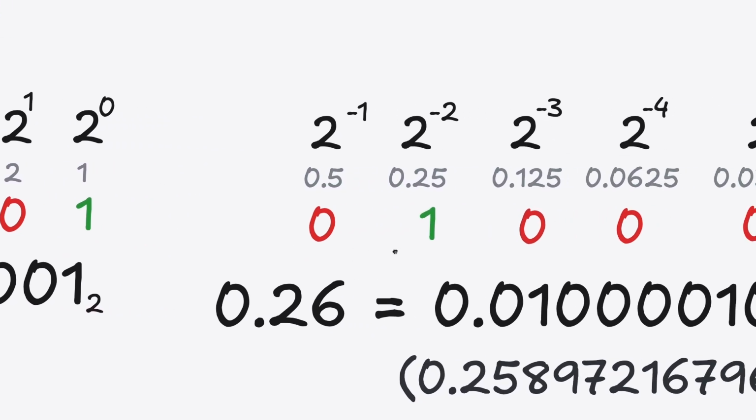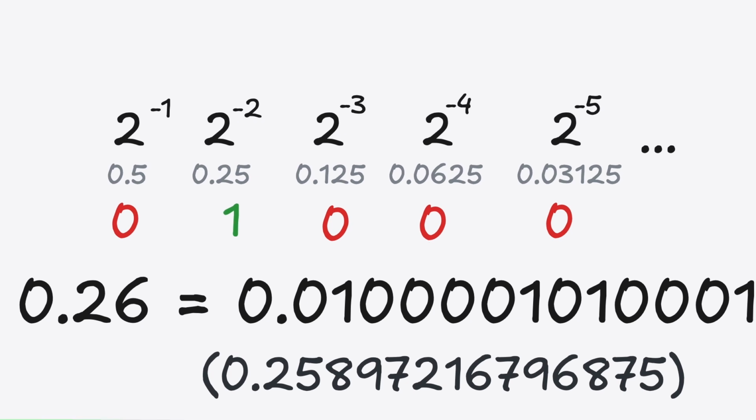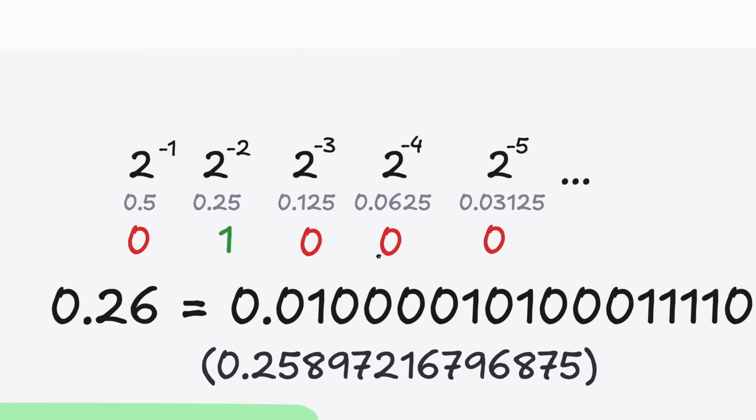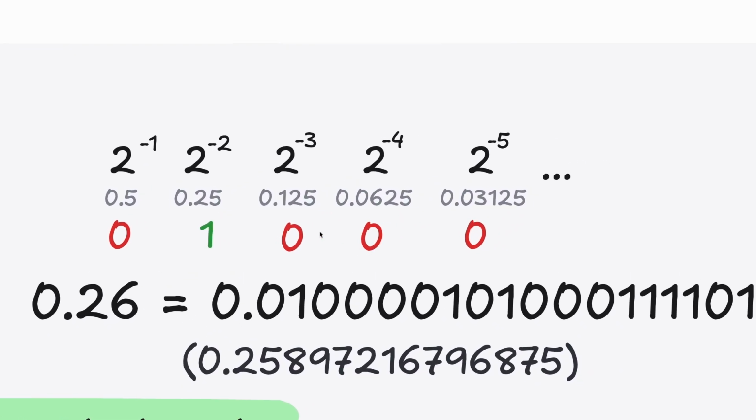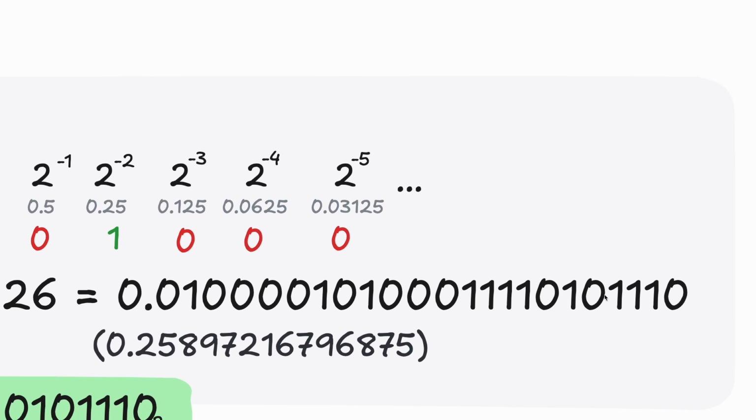Then we move on to the 0.26. We use a similar idea, but with negative powers of 2. So we check 2 to the power of negative 1, which is half. That's bigger than 0.26, so we write 0. Next is 2 to the power of negative 2, which is a quarter. That fits into 0.26, so we write a 1. We keep going to try and make up the exact remaining value, but in this case, 0.26 doesn't fit perfectly. It will actually keep going forever and cannot be represented exactly in binary.